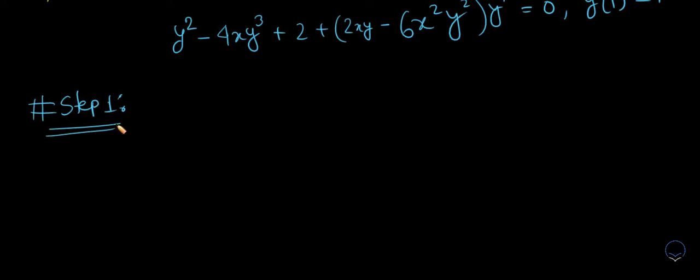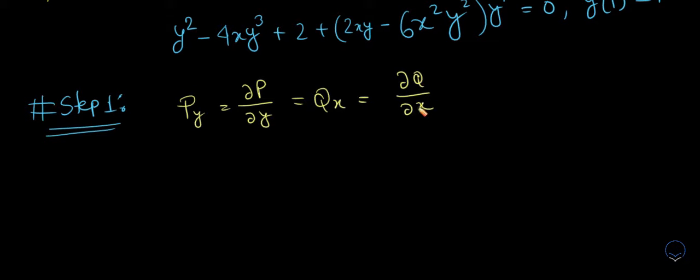First of all, we need to check whether this equation is an exact differential equation or not. To do that, if you recall from your theory lecture, P_y, that is the partial derivative of P with respect to y, will be equal to Q_x, which means the partial derivative of Q with respect to x. Now, what is P and Q over here? First, you need to identify them.